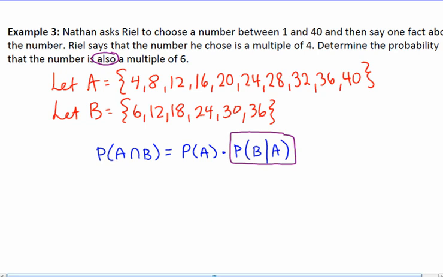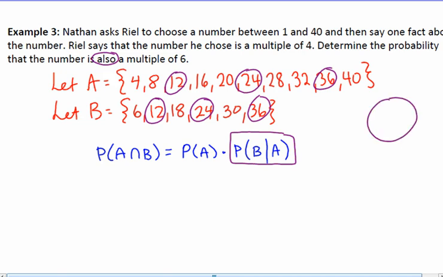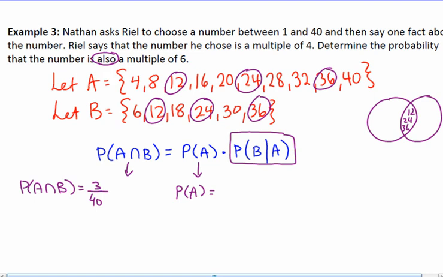Could we figure out the probability of A and B occurring? Where would our A and B's be? Both of them. How many are in both? So we have 12, 24, and 36. How many are in that double circle? There's 3 of them. So we know this is 3 out of how many total numbers are we dealing with in this problem? 40, the numbers 1 to 40. Could we figure out the probability of A occurring? How many are in A? 10, yes, 10 out of 40. Good.